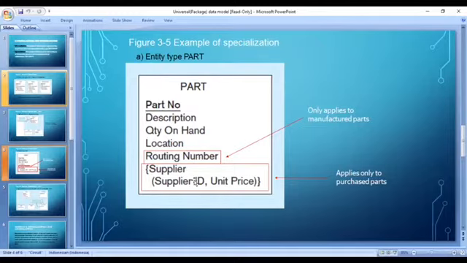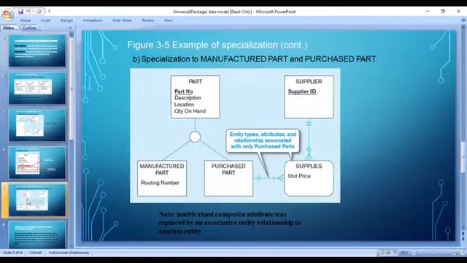This factor suggests that parts should be specialized by defining the subtypes manufactured part and purchased part. In figure 3.5b, routing number is associated with manufactured part. The data modeler initially planned to associate supplier ID and unit price with purchased part. However, the data modeler suggested instead that they create a supplier entity type, an associative entity linking purchased part with supplier.